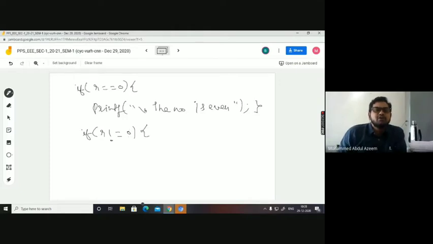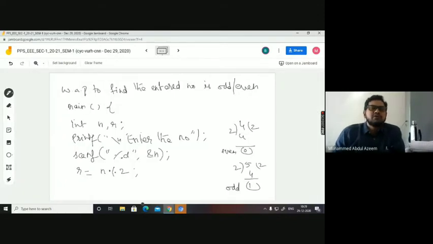If R is not equal to 0, then what are you saying? It means R must be 1 when the number is odd. So what am I saying? The number is odd. Then close the if brace, then close the main function. That's it, right? This is the end of main.